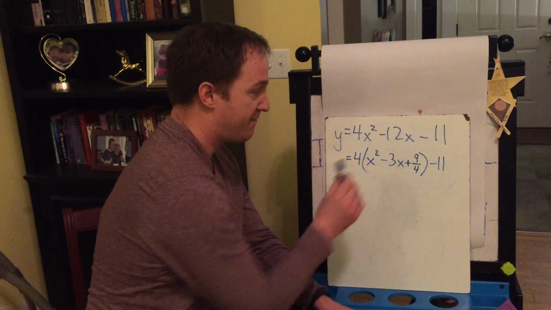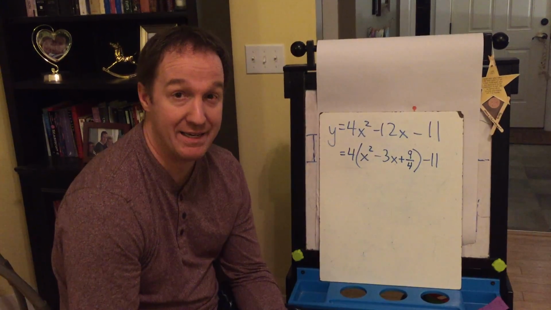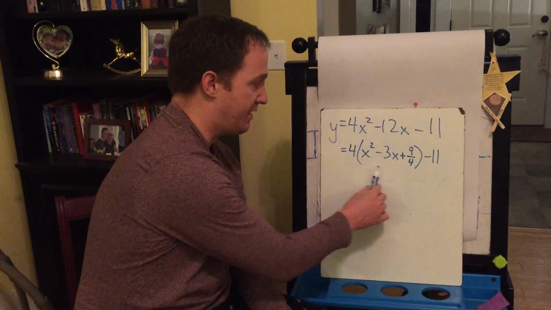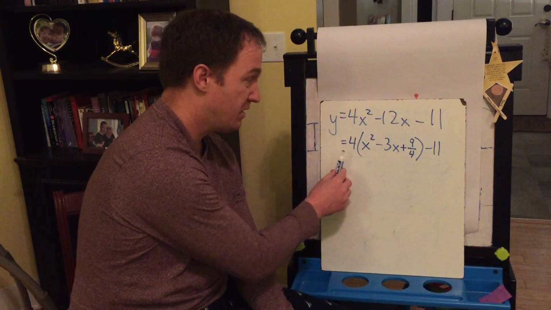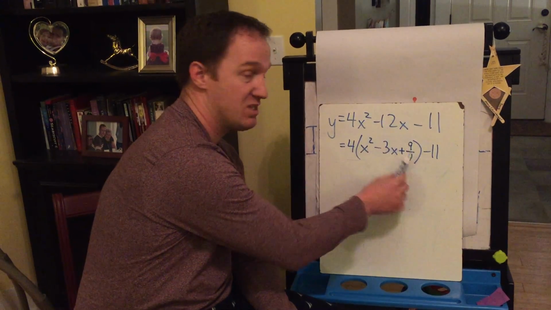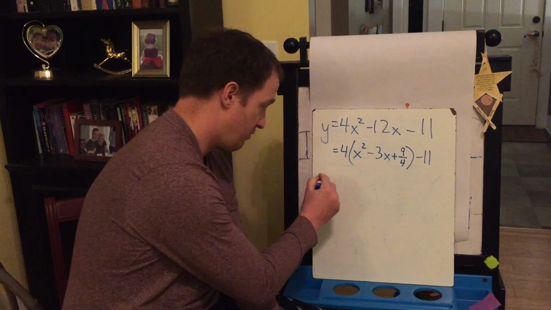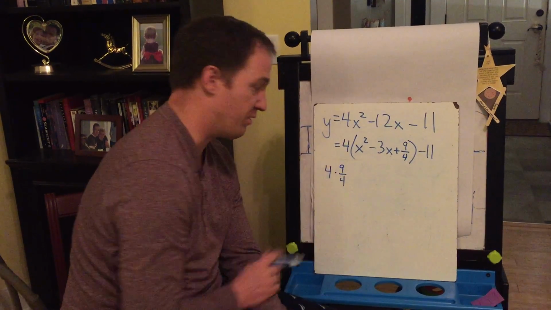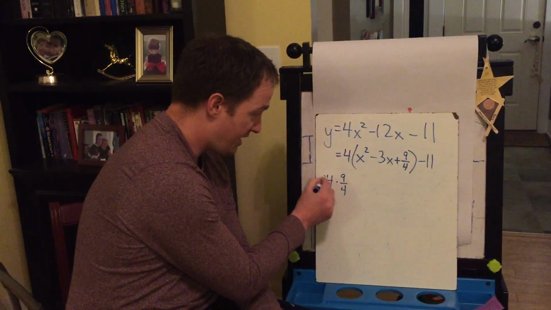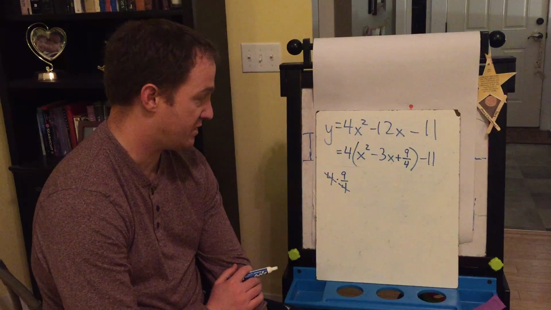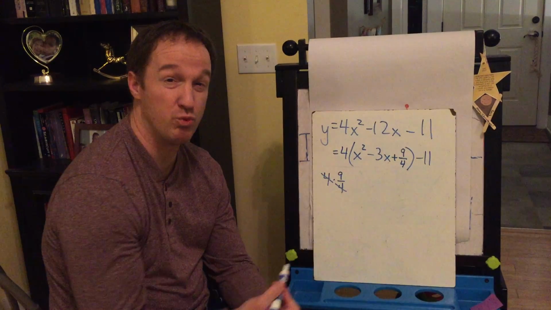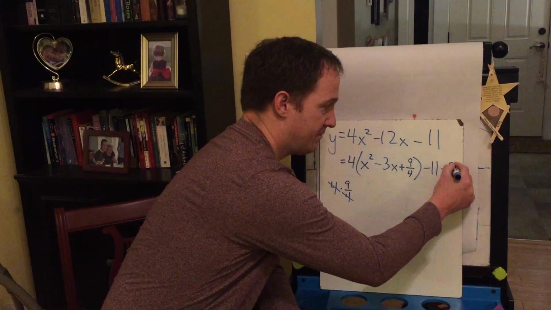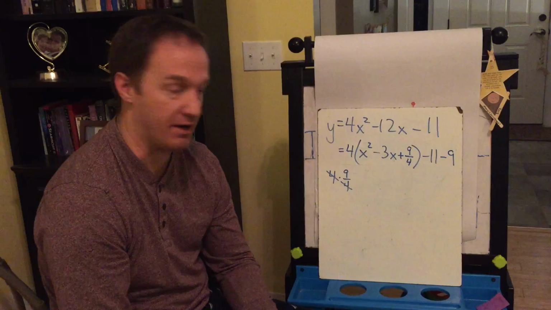Now, I added 9/4 in here, but I didn't really add 9/4 because everything inside here is also multiplied by 4. So what I really added was 4 times 9/4. Now 4 times 9/4, those 4's cancel, is 9. So really I added 9. In order to undo that, I've got to subtract 9 out there.